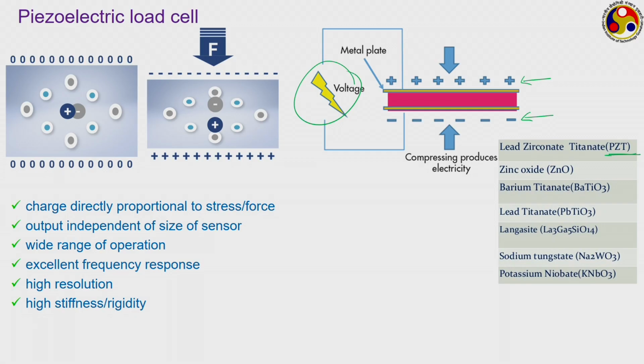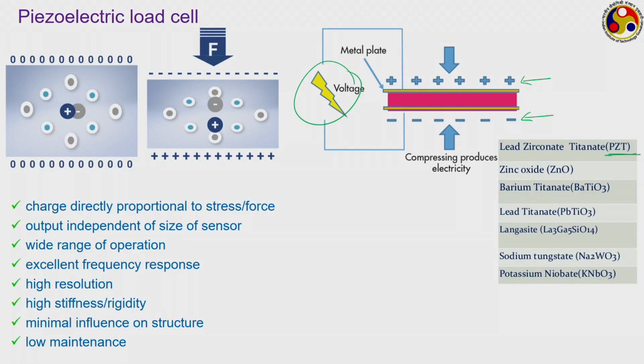And again, another quality very much desirable for dynamic measurement, because as the force keeps on changing with time, the cell is able to adjust immediately and provide the corresponding output. And minimal influence on the structure: because of their small size and high stiffness, they hardly affect the surface on which we are putting them. Their maintenance costs are quite low. So, all these are very much advantageous features.